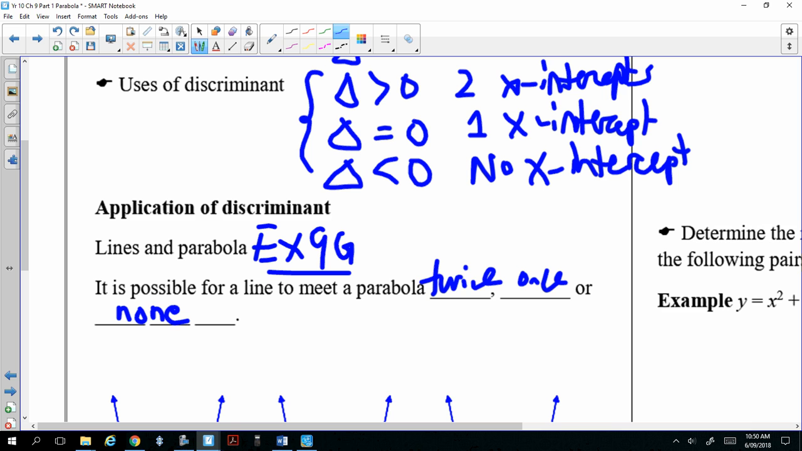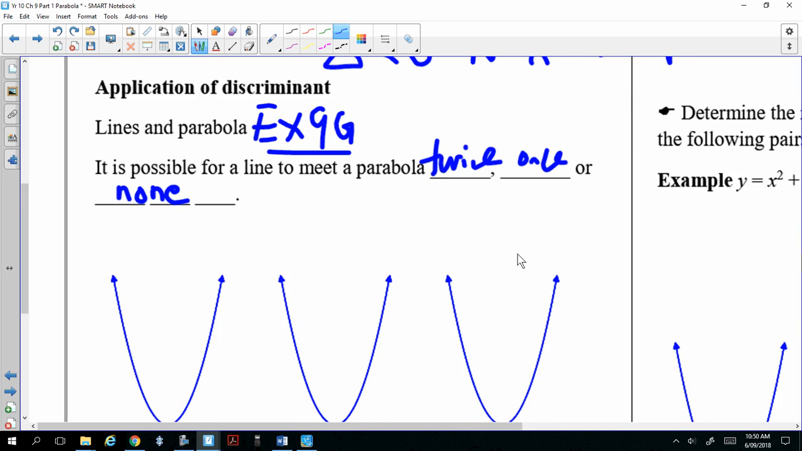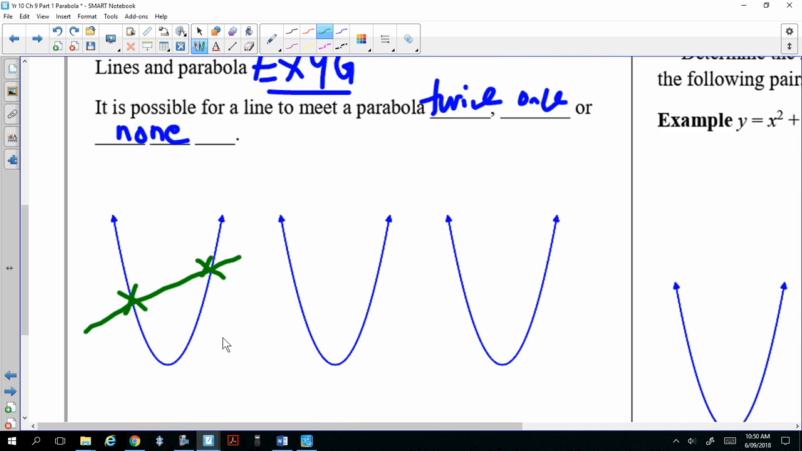And I'm going to illustrate that. So a line can cross 2 times, or a line could just touch at 1 point, or a line just misses the parabola entirely.